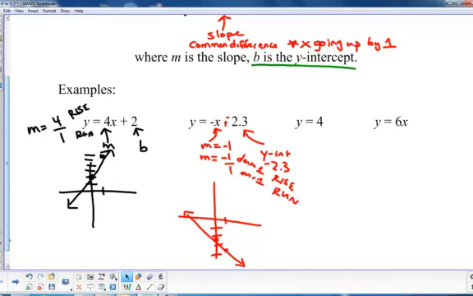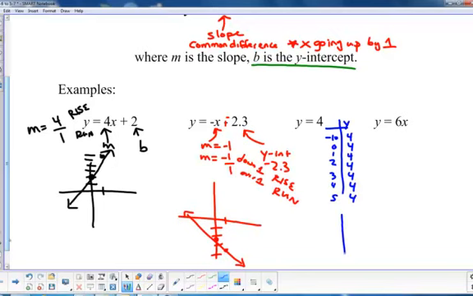Y equals 4. I like to always think about the table, what that would look like. If y is always equaling 4, it doesn't matter what I plug into x, I will get 4 for y. So if you were to think about a graph of that, you would go over 0, up 4, over 1, up 4, over 2, up 4, over 3, up 4. That's that horizontal line at 4. Horizontal lines have a slope of 0. And then this is your b. This could also be written as 0x plus 4.